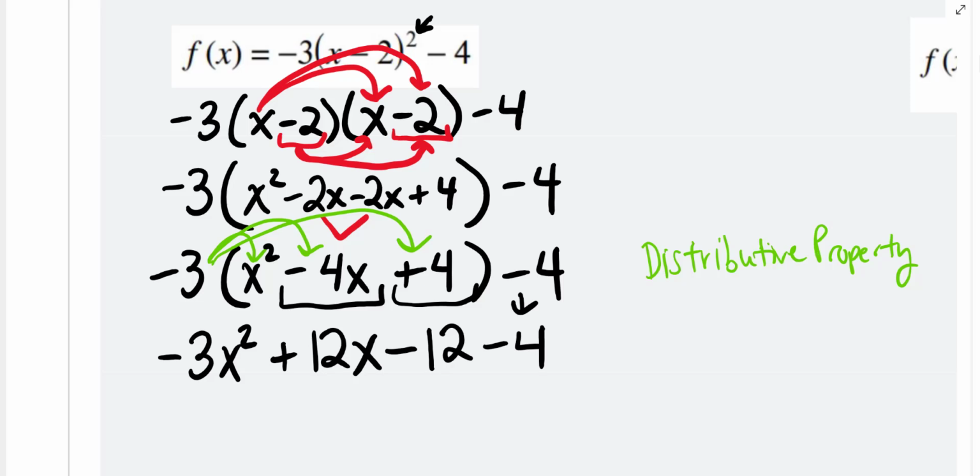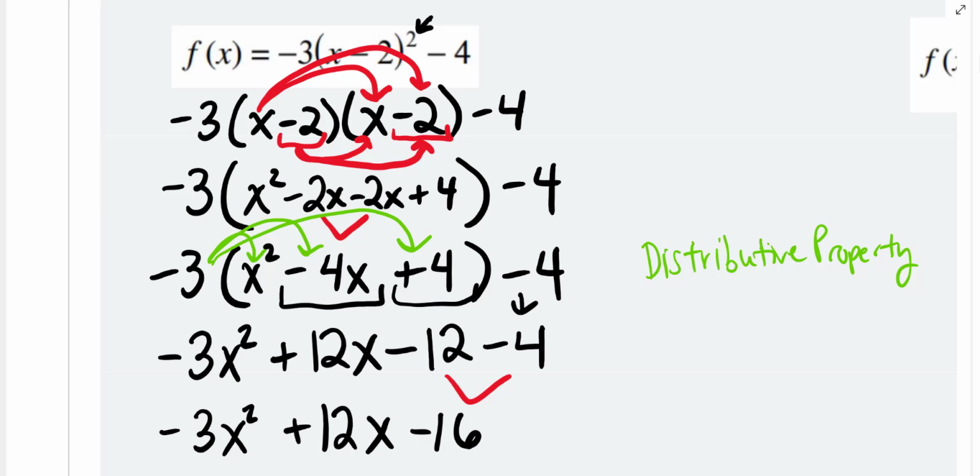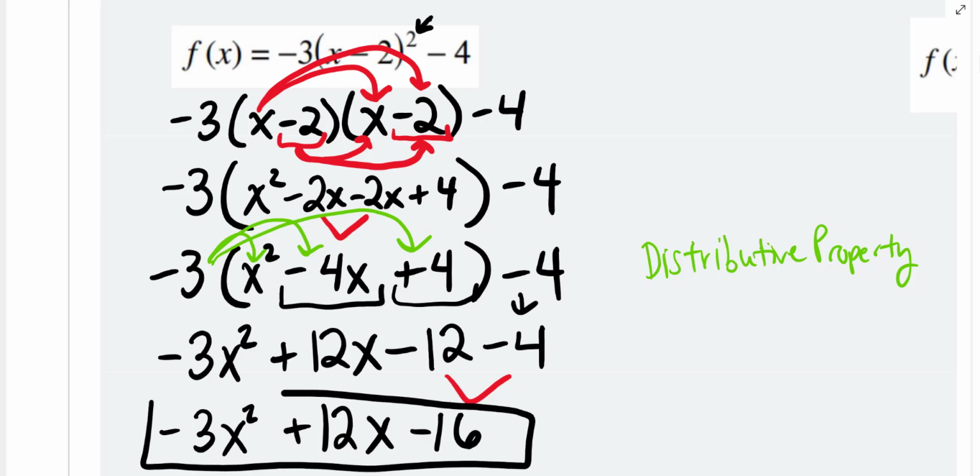Now we're on the last step. And once again, we need to simplify. So we're going to combine the like terms at the end because they're both numbers that don't have any variables. So our final answer is going to be negative 3x squared plus 12x, and then negative 12 and negative 4. How many negatives total is this? It's negative 16. And that's your final answer. So this is called standard form.